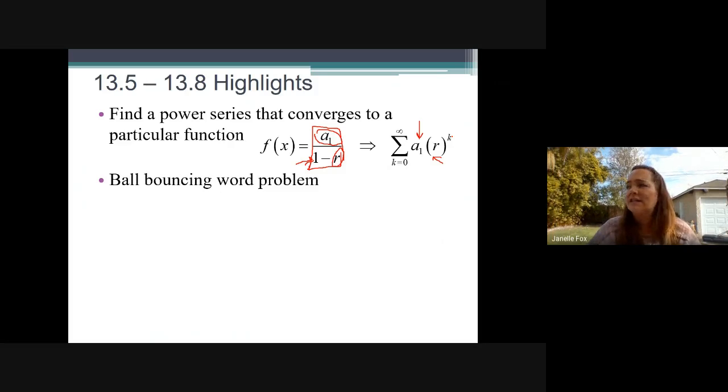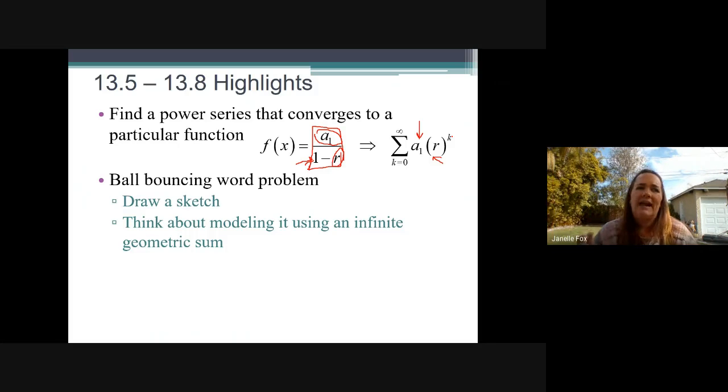Okay, there's the classic ball bouncing word problem that we love so much. The first drop is not included in your calculations. You kind of separate that out. You probably should draw a sketch, and then you think about modeling it as an infinite geometric sum without that first drop. And every other bump is going to be something times whatever the percent it pops up at, like 70% each time, or 80%, or whatever that might happen to be.